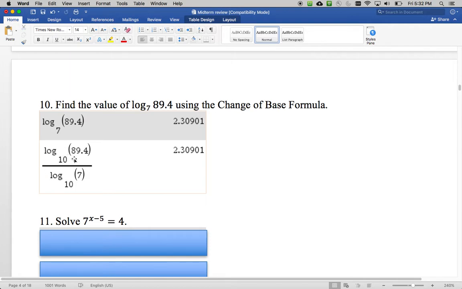89.4. Here I did the change of base formula, and this is what they did like 30, 40 years ago when we didn't have calculators that would allow us to change the base automatically.